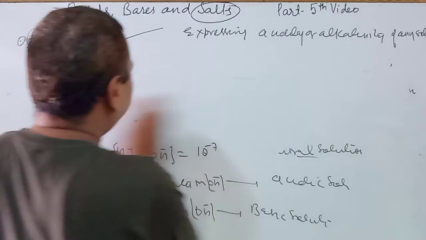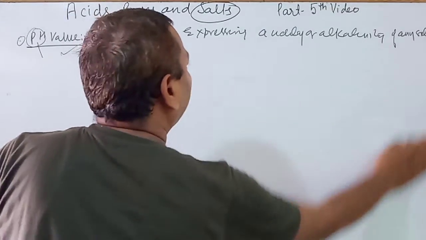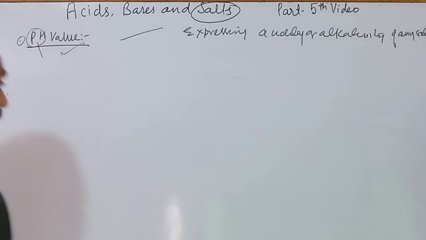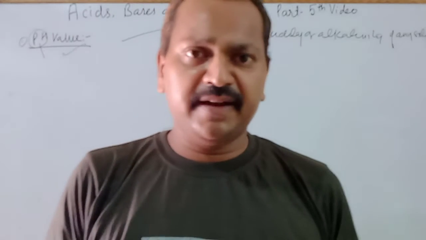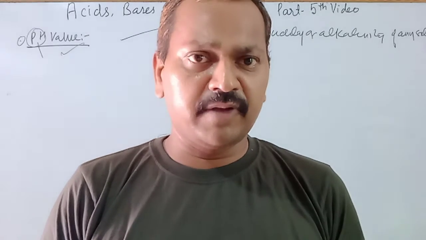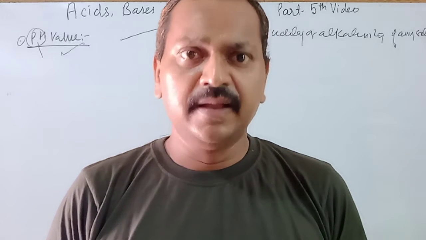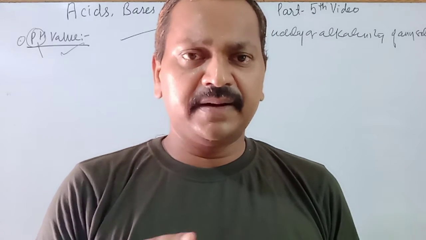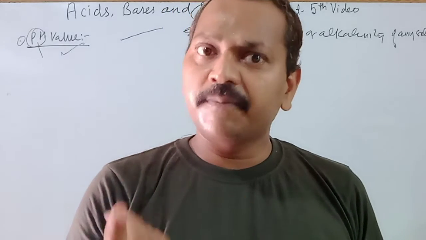Okay. So, the pH scale. What is the pH scale? It is a scale. We can represent it in three ways: on the basis of hydrogen ion concentration, on the basis of OH ion concentration, and on the basis of pH value. So here I am drawing a scale on the basis of pH.